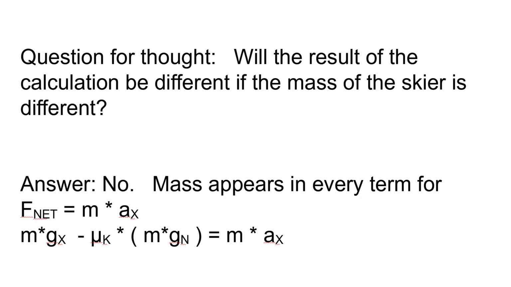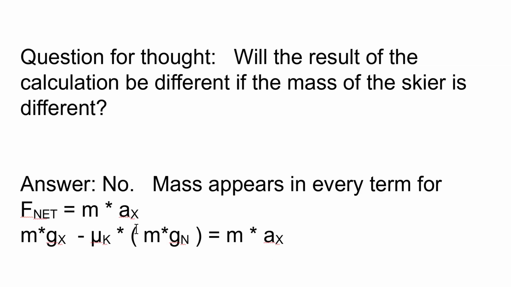Other question for you. This was a particular person. What if we use a different person with a different mass? Would we get a different number for the time or the acceleration or the velocity at the bottom? The answer is no, because the person's mass appears in every term in this Newton's second law. The net force, the component of weight down the plane, the friction involves using the person's mass to get the normal force, and then mass times acceleration here.